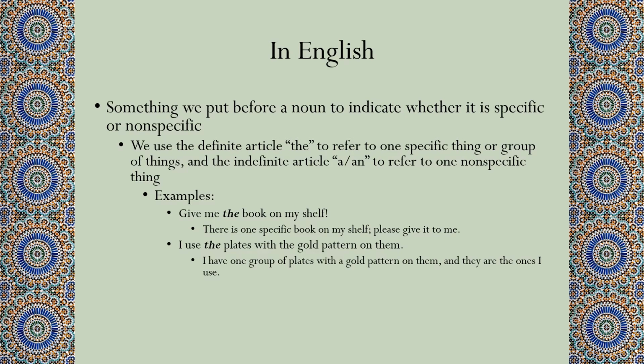You can also use the in English to refer to a specific group of things. So if you say, I use the plates with the gold pattern on them, that means, of all the plates that I have, one set of plates have a gold pattern on them. This is one specific set of plates, and these are the ones that I use. So I'm singling out one specific group, one specific individual set of plates.